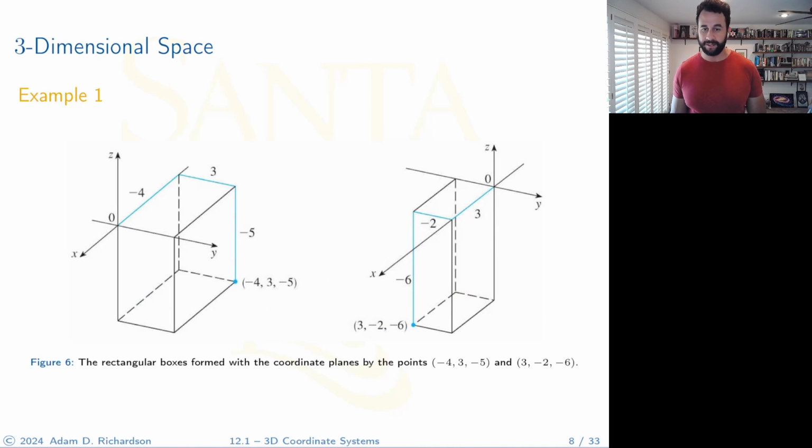Here's some examples. So here's the point -4, 3, -5. How do you locate that point in space? Well, you go this way along the x-axis, -4 units. This way along the y-axis, +3 units. And then this way along the z-axis, -5 units, and you land at that point. And that's kind of the idea. One of the things I recommend to help you build intuition is to, frankly, look around your room. You can pick any corner you want in the room, and you can call that the origin.